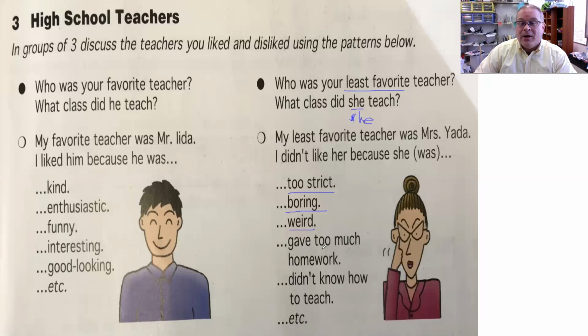Okay. Shukudai, oi, gave too much homework. Dozo. Okay. And then atoa, oshieru koto hetakuso, didn't know how to teach. Okay. Good. So moikai, kurikai shite kudasai, too strict. Dozo. Boring. Weird. Gave too much homework. Didn't know how to teach.